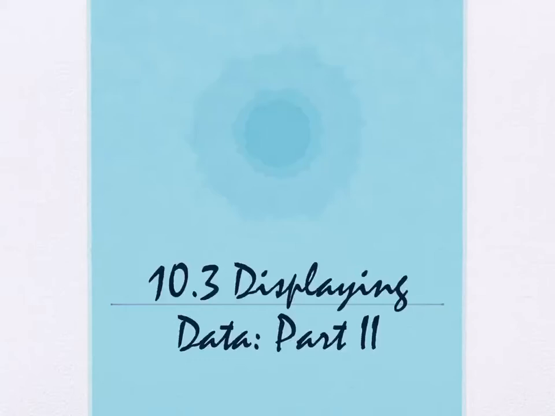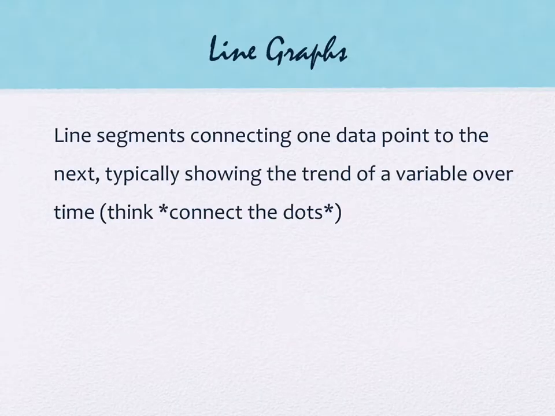Section 10.3, as I mentioned in 10.2, is really just a continuation of 10.2. We looked at a bunch of different types of data displays. Most of them were graphs, some of them were tables, and we're going to continue looking at a few more in Section 10.3. The first one that we're going to look at is called a line graph.